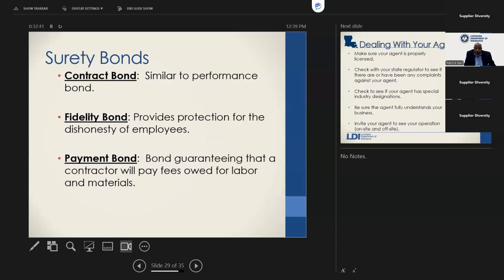A contract bond is similar to a performance bond. Fidelity bond: a bond that provides protection against the dishonesty of employees, such as a company that might do janitorial service. A lot of times, after hours, they go into a business and have access to valuable information, sensitive information, or valuable items in the office. And so if any of those things end up being broken or stolen, then the fidelity bond will kick in and compensate the one who receives it. A payment bond: a bond guaranteeing that a contractor will pay fees owed for labor and materials. A lot of times you see these on big projects to make sure that contractors and subcontractors are paid, and that materials are paid for through the suppliers.